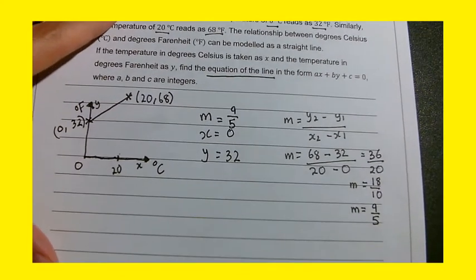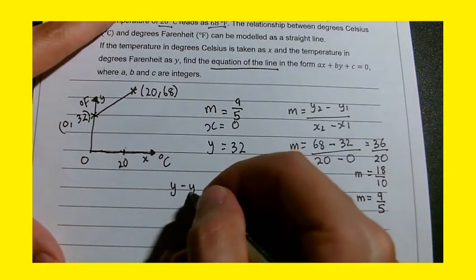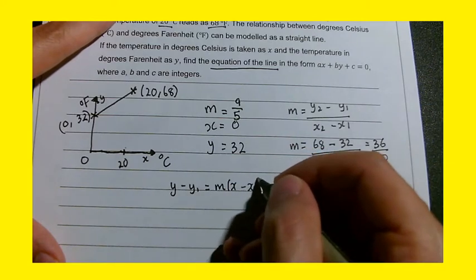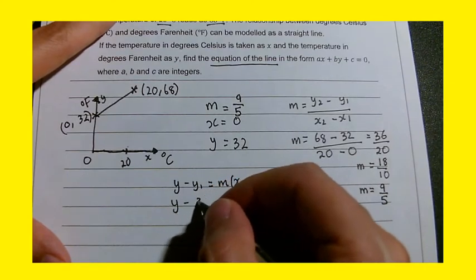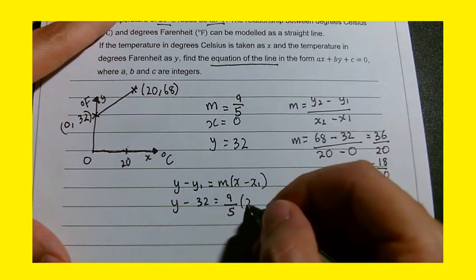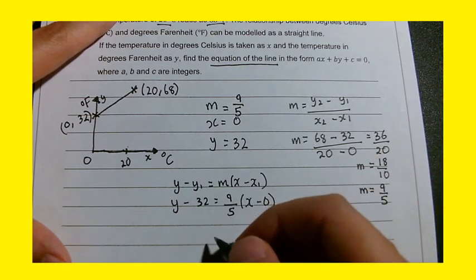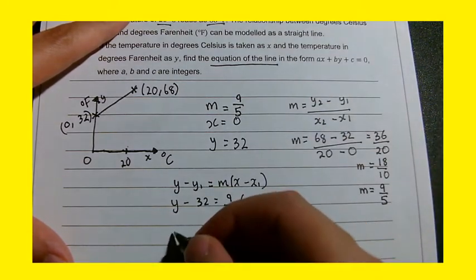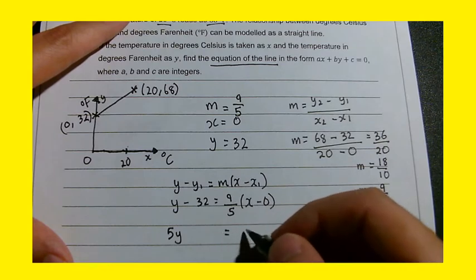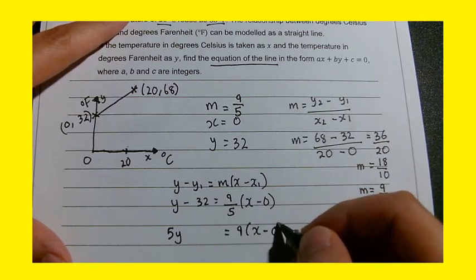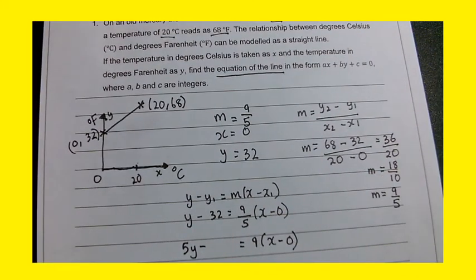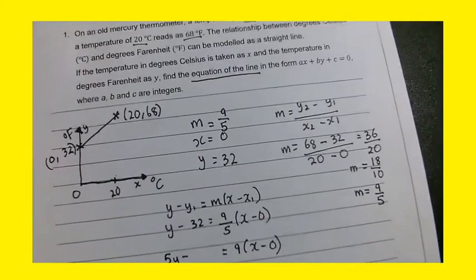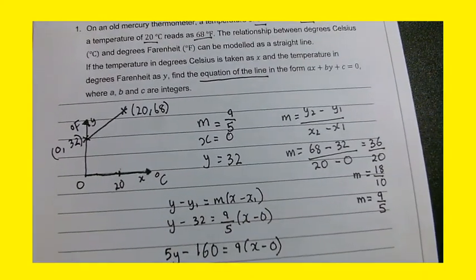Now let's find the equation of this line. We'll use this formula here. I've got all three things that I need. So y minus 32 equals 9 over 5 times (x minus 0). And they want it in this specific form, ax plus by plus c equals 0. So we can't leave it in this form, even though this would be acceptable if they didn't ask for that. So I'm going to multiply through by 5. So you've got 32 times 5, which is 160.